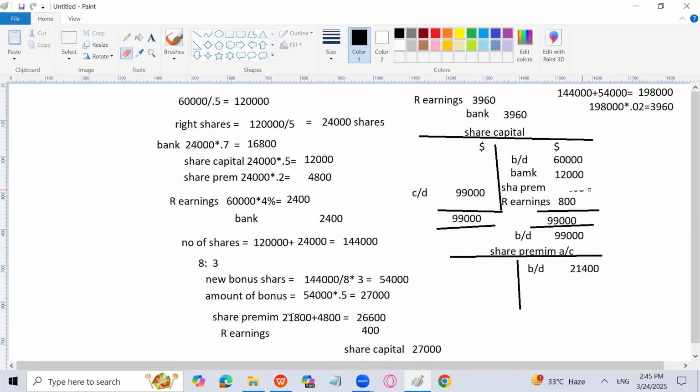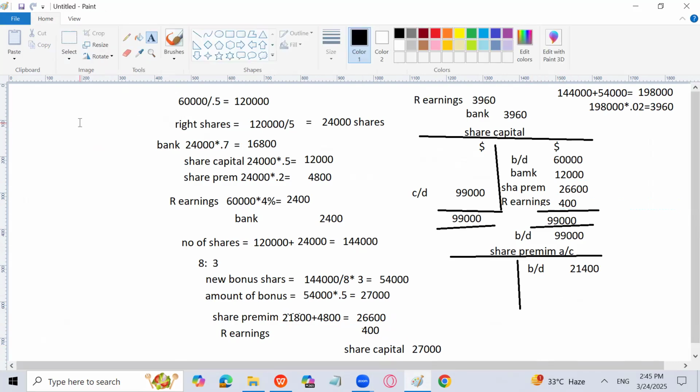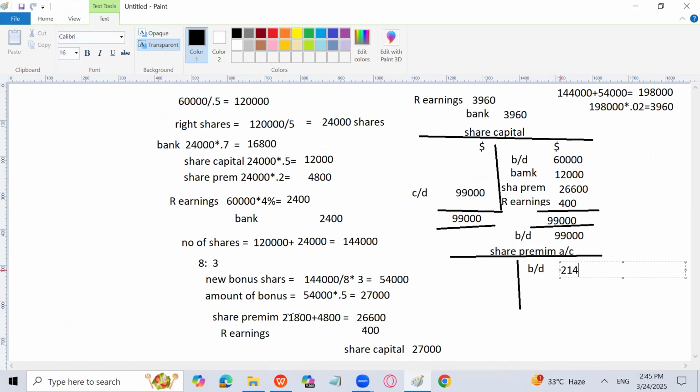So here I will change the amount. Total will remain the same, because only the distribution has been changed. We are taking 26,600 out of share premium, and we are taking 400 out of retained earnings. So here it is. So now brought down is 21,800, and the whole share premium has been utilized for the issuance of bonus shares.